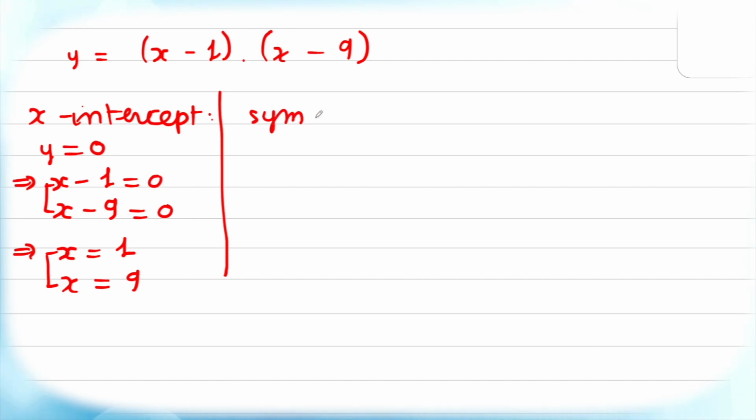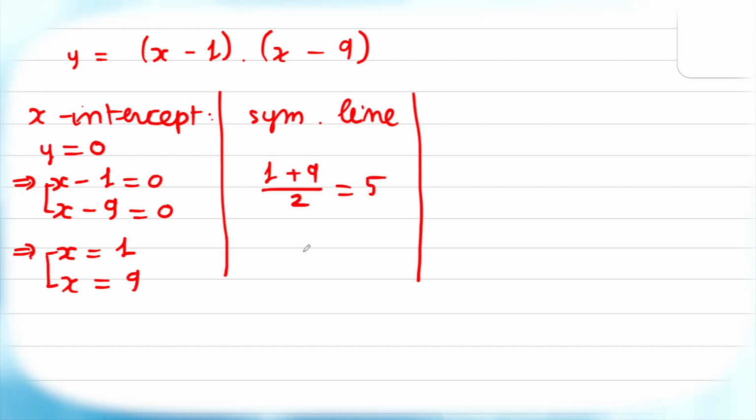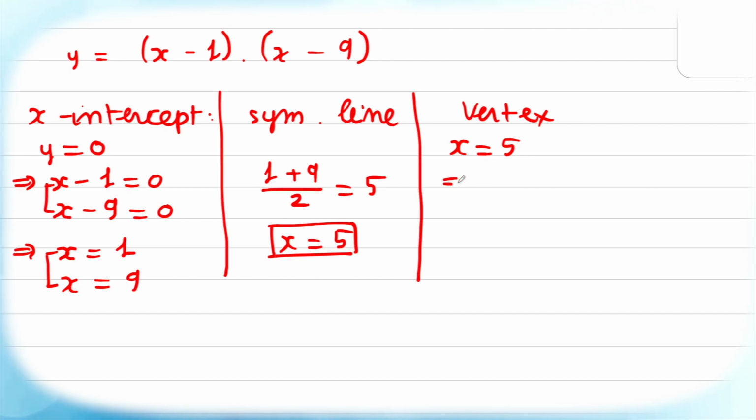How can you figure out the symmetrical line from the x-intercepts? Take the midpoint of the x-intercepts: 1 plus 9 divided by 2 equals 5. So x equals 5 will be the symmetrical line. How can you use that information to figure out the vertex? It's very easy. Just take the symmetrical line x equals 5 and substitute it to figure out y.